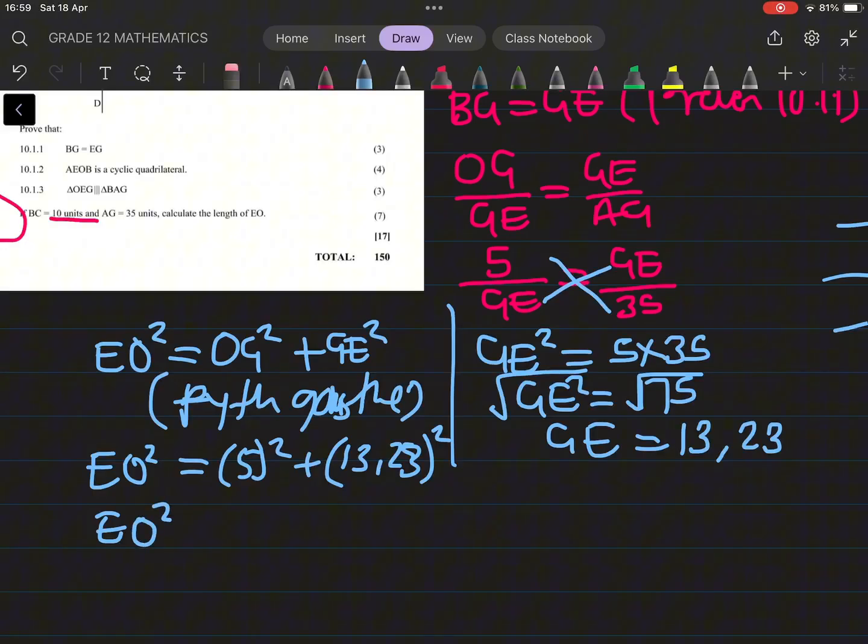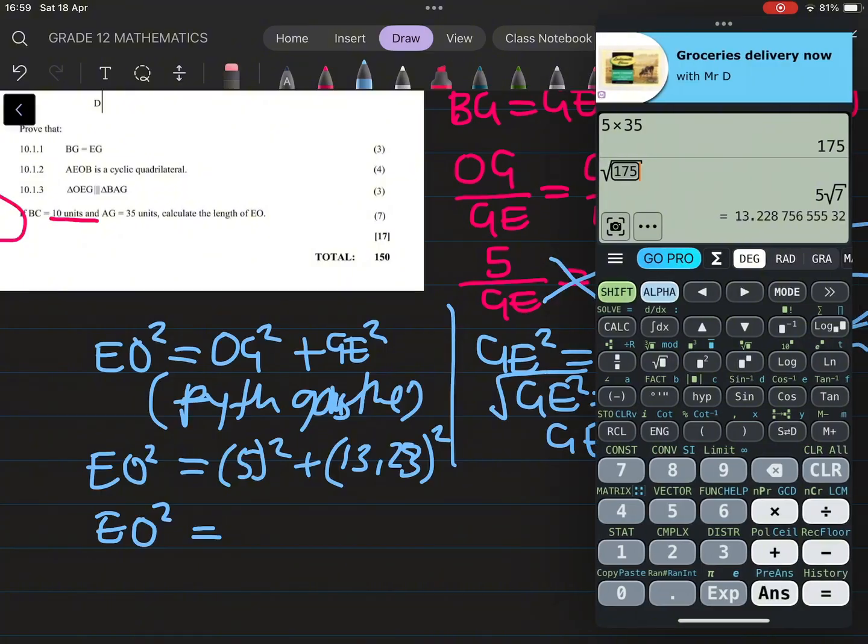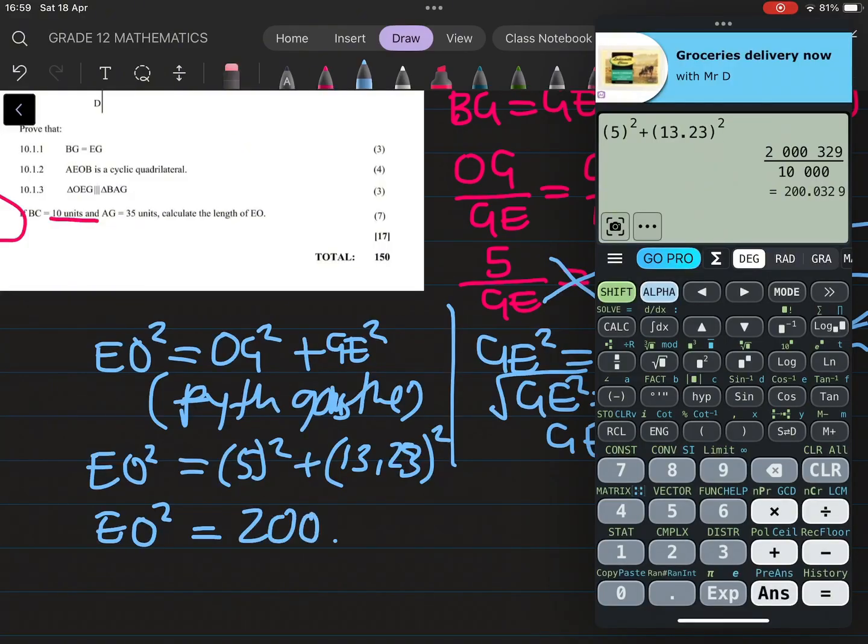Then OE squared is equal to, press the calculator, let's see what we get. We have 5 squared plus 13.23 squared, then that will be 200.03. Let me write it down. It'll be 200.0329.